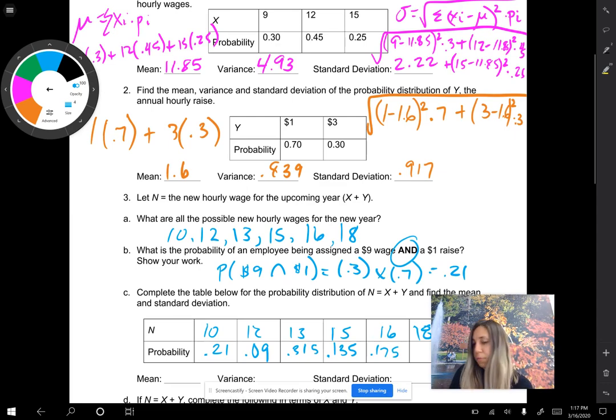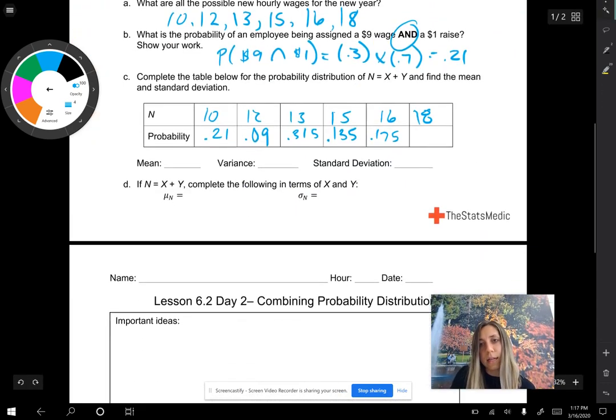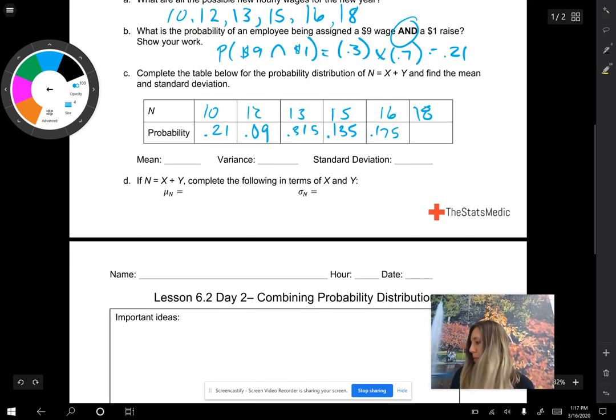So that gets us 0.075 for that $18 total. Now, if we were to recalculate the mean and the variance and standard deviation for each one of those.